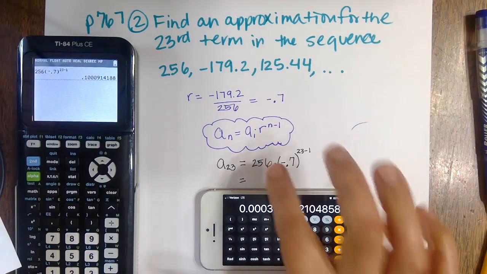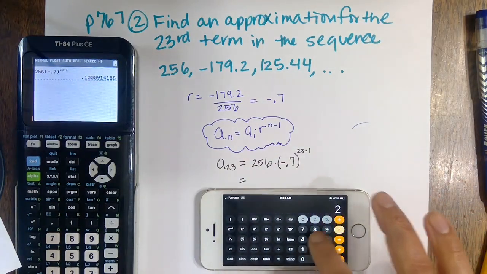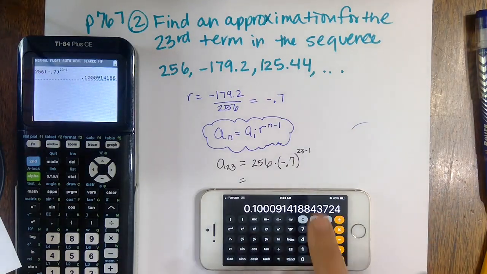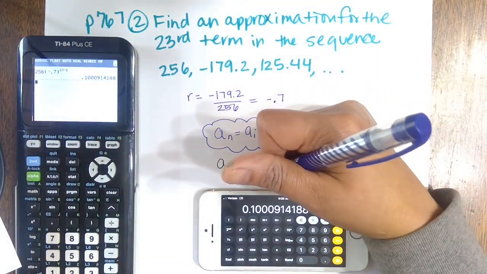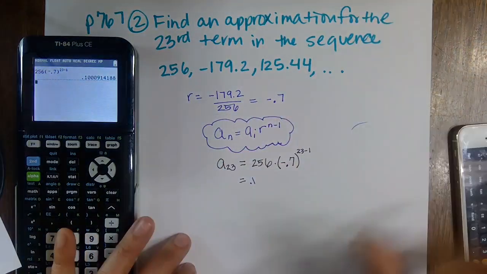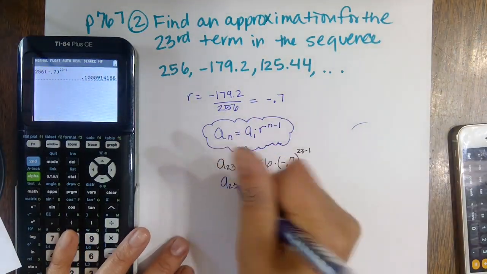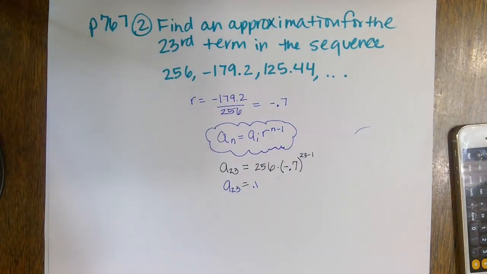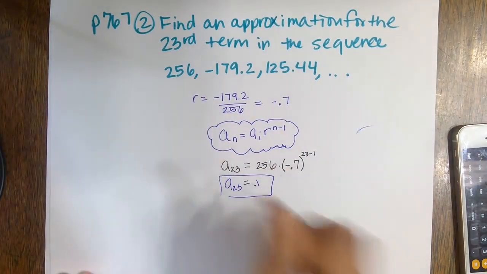Hit the equal sign and then multiply times 256. Okay, and this number should match that. And so it's about 0.1. The 23rd term is super small. Okay, next problem.